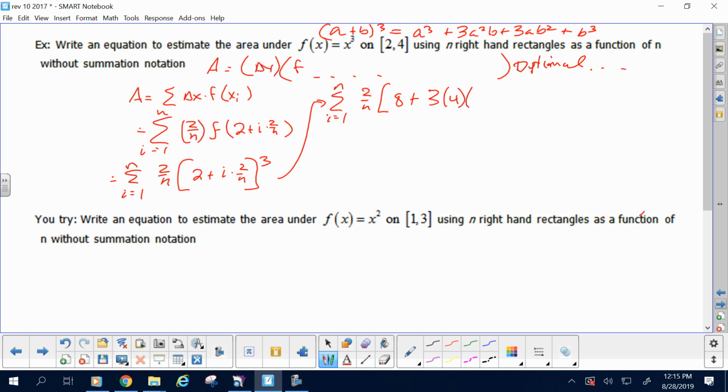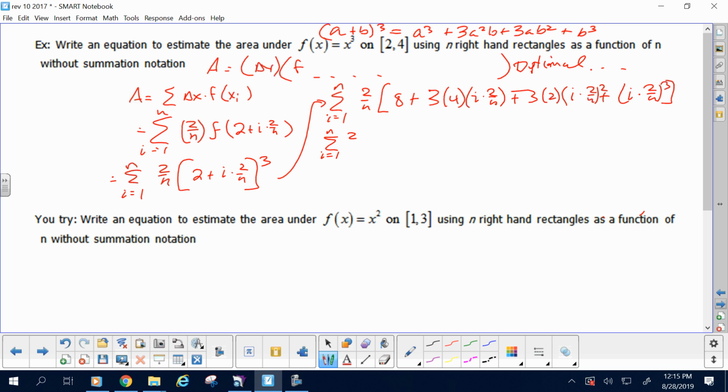What's b? i times 2 over n, okay? Plus 3, what's a? 2. What's b squared? i times 2 over n, all squared, and b cubed is i times 2 over n, all cubed. This is as gross as ever, cubed, and we're doing it, so it'll be a little cleaner.